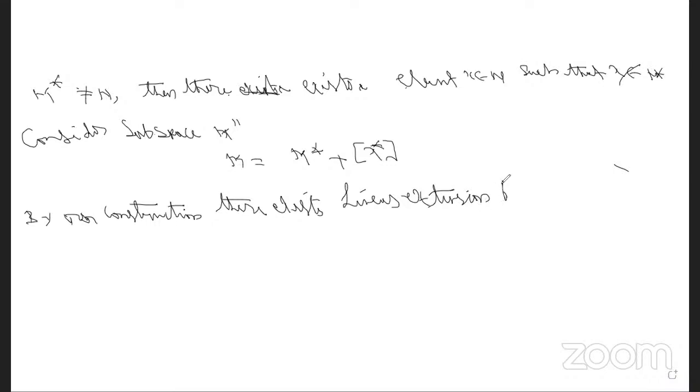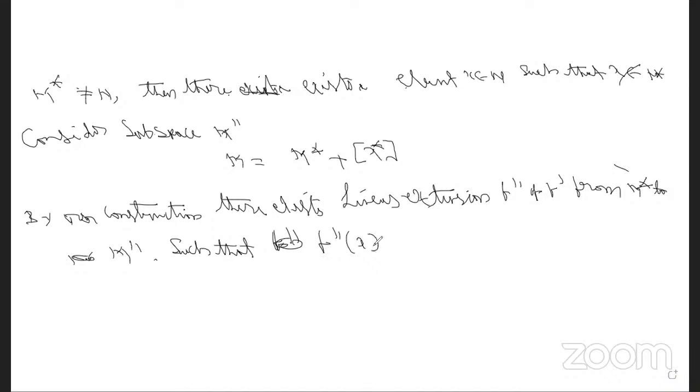f double dash of x is less than or equal to p of x, for x belongs to X double dash, or x belongs to M double dash. F dash from M star to M double dash, such that f double dash of x is less than or equal to p of x.